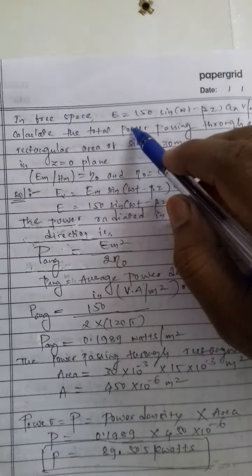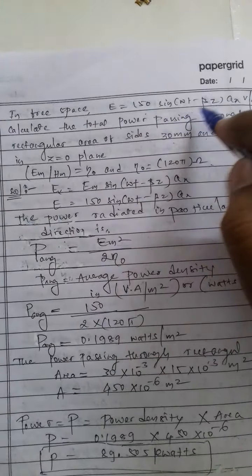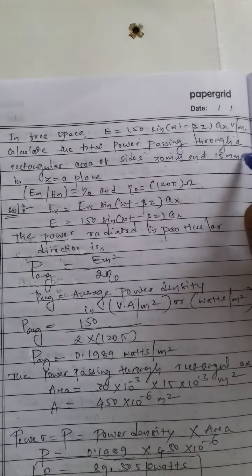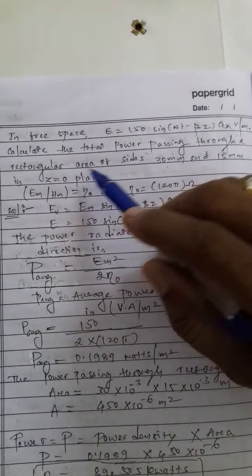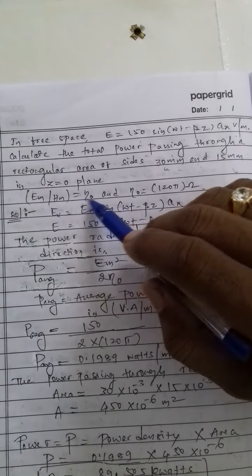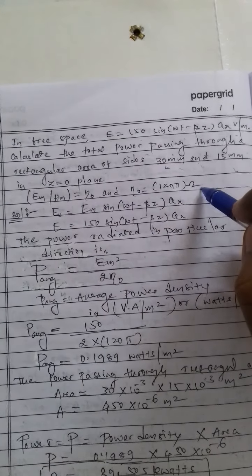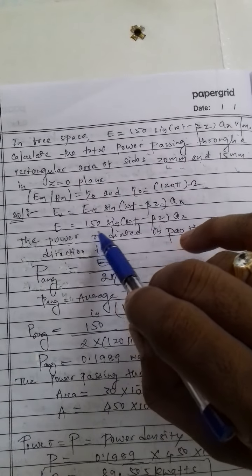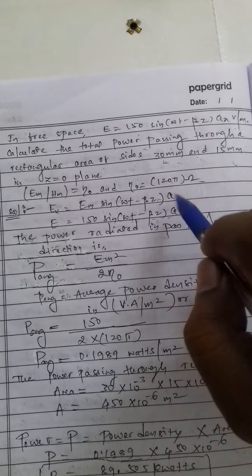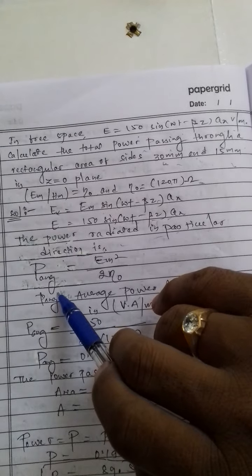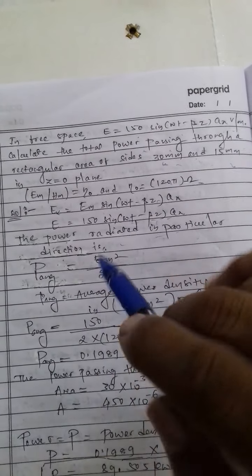In free space, E is equal to 150 sin of omega t minus beta z ax volt per meter. Calculate the total power passing through a rectangular area of sides 30 mm and 15 mm in z equal to 0 plane. So Em upon Hm is equal to eta naught, and eta naught is equal to 120 pi ohm. Ex is equal to Em sin of omega t minus beta z, so E is equal to 150 sin of omega t minus beta z ax. The power radiated in a particular direction, the average power, is equal to Em square upon 2 eta naught.